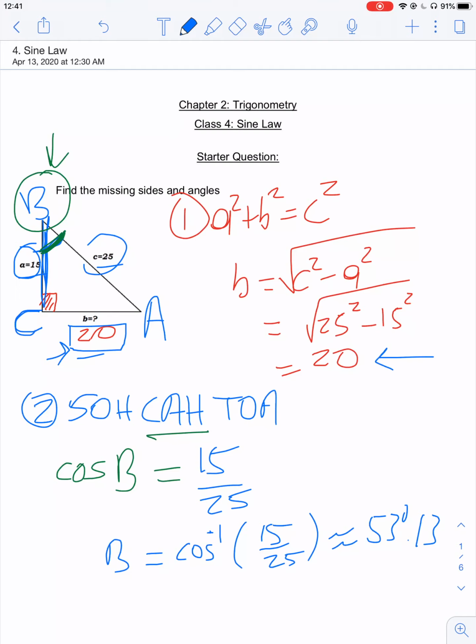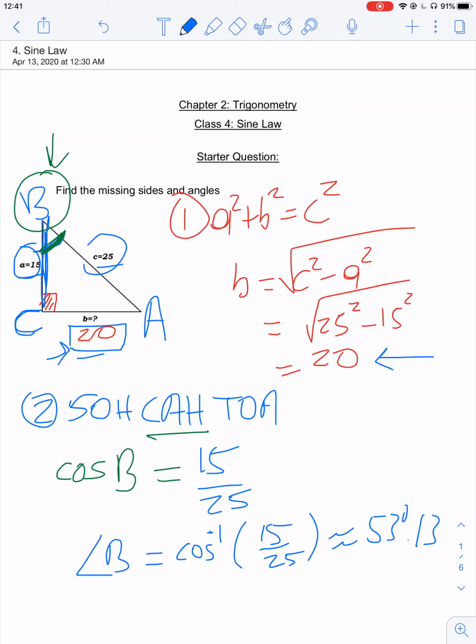Again, I'm just using B, but you might see angle B in the textbook, so that just means angle B. It doesn't really matter, it's just a question of notation. So I'm not going to put that there, let's just stick with this. Okay, so B is equal to 53.13. If you're really picky, you could say angle B, but it doesn't really matter.